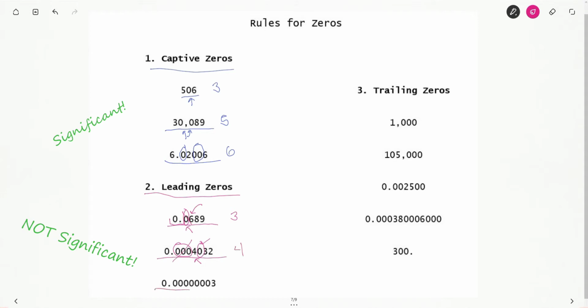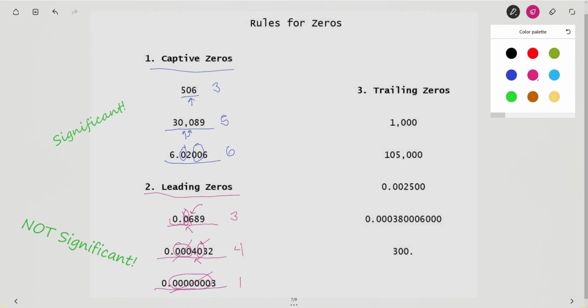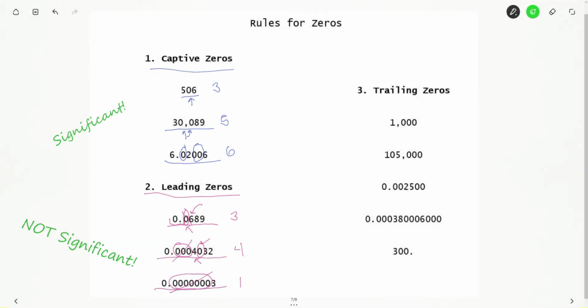Okay, let's take a look at my last example here. This one looks like it should have a lot of sig figs. We've got a lot of digits here, but if you take a look at it closer, all of these zeros are leading zeros. You are not significant. This number actually only has 1 sig fig. Okay, let's switch up colors again. Let's go for a nice bright green.